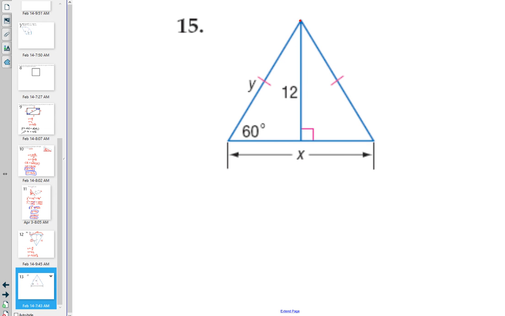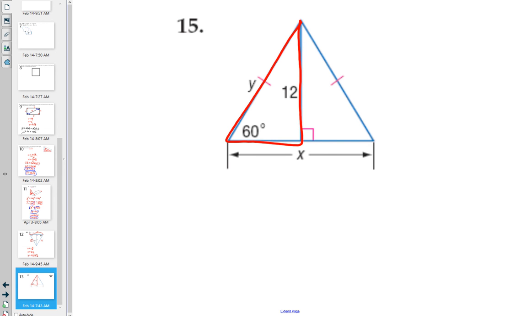On the special right triangle, on this 30, 60, 90, what is the 12 acting as? What long leg? Okay, so let me think of a way to not confuse you. Let me try something first, and if I confuse you, then we'll just go away from it, right?